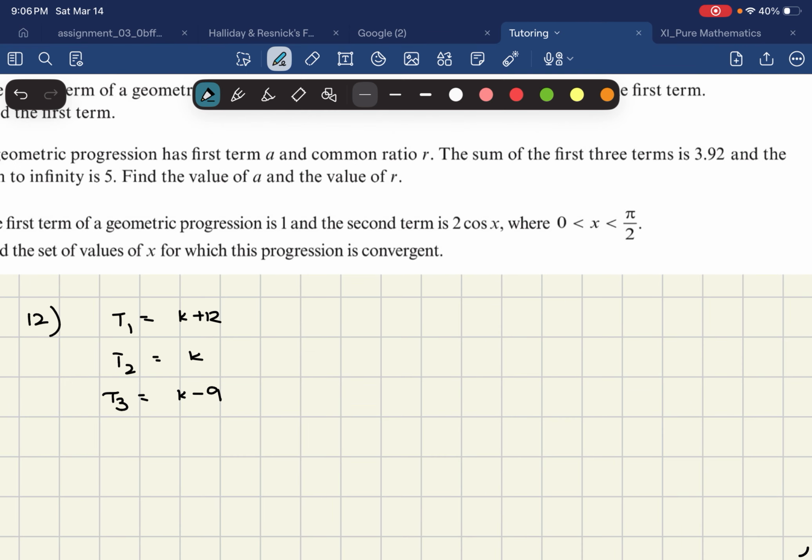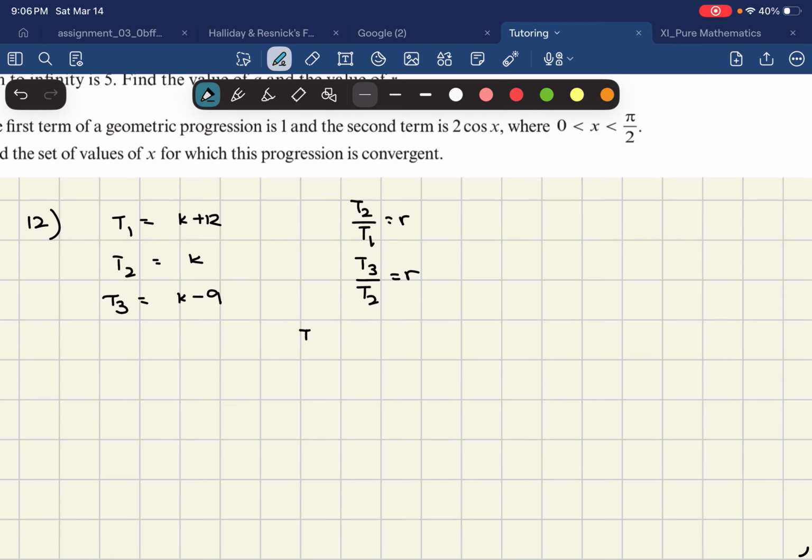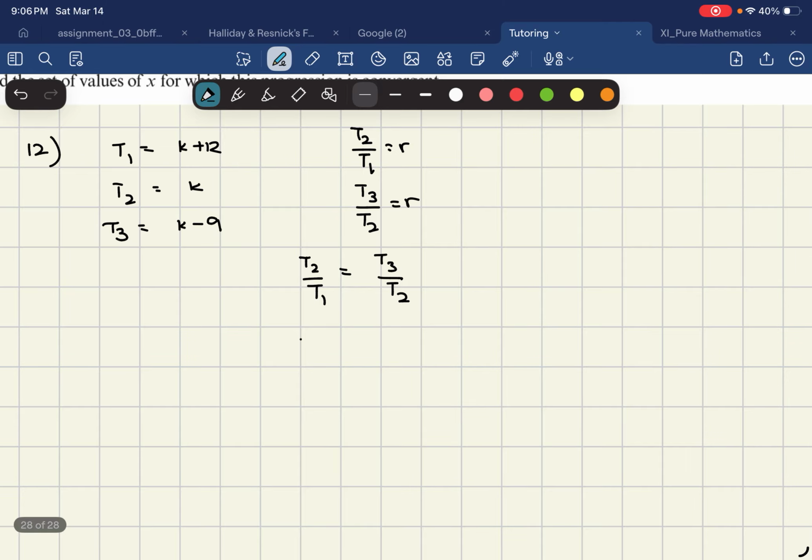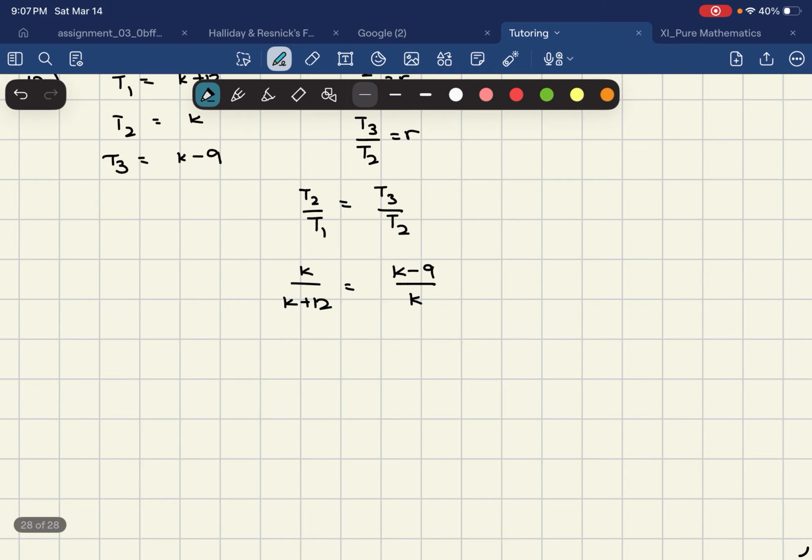We know that T2 divided by T1 is the common ratio, and T3 divided by T2 is also the common ratio. Basically, the nth term divided by the previous term gives me the common ratio. Therefore, T2 divided by T1 must be equal to T3 divided by T2. Now we can substitute our values. k divided by k plus 12 must be equal to k minus 9 divided by k. This is the same idea that we employed in our previous video.